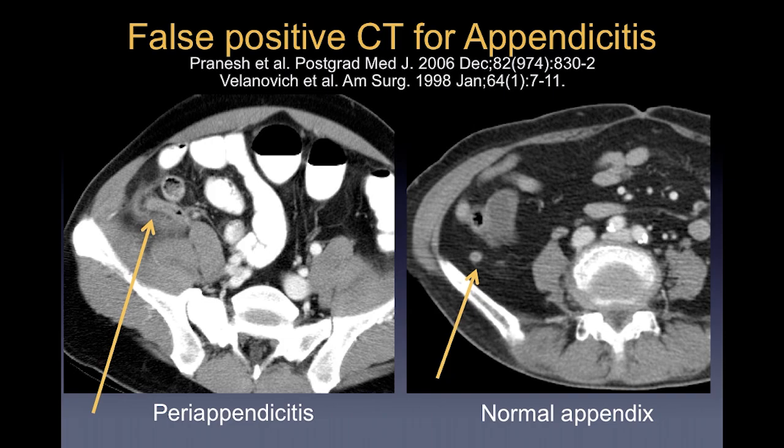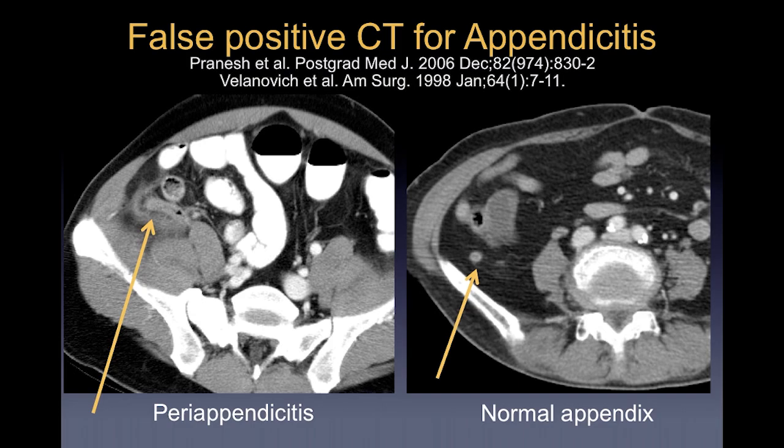But this other case that's labeled periappendicitis is a pathologic entity where you see inflammation and fibrosis around the appendix, but it does not involve the appendix itself. And sometimes this can be reactive, due to some other cause of inflammation somewhere else in the abdomen, maybe Crohn's disease or something.